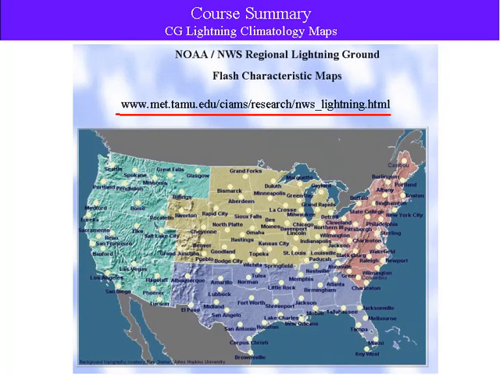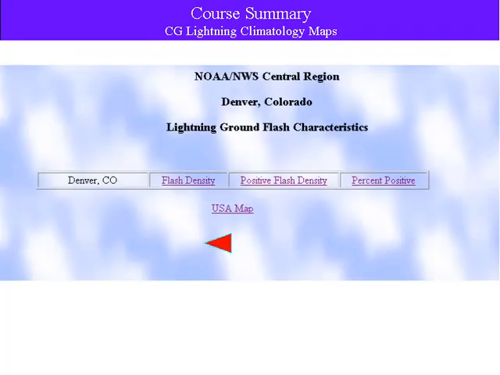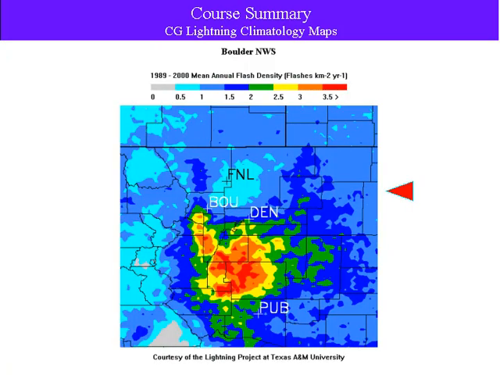For the example I'm going to show, I'll do Denver. If you click on Denver, then it will move to the next page, which is here. And you have three choices. You can either choose the flash density, the positive flash density, or the percent positive. I'm going to look at two. First, I'll do the flash density and then the percent positive. So if I click on flash density, I get this.